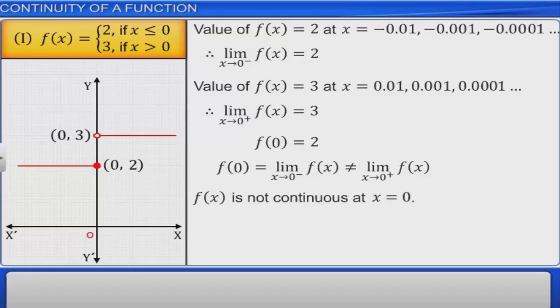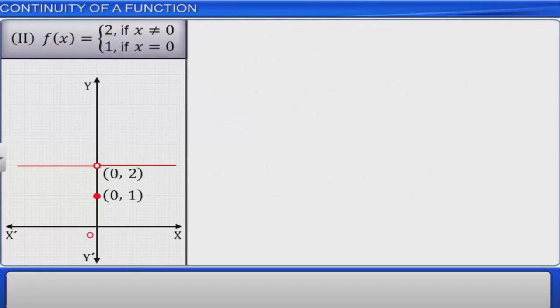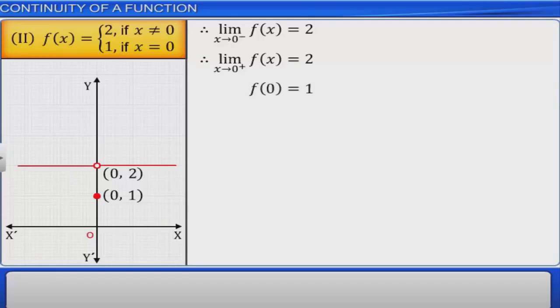In this case, the left-hand limit and the right-hand limit of function f are both 2. However, the value of the function at x is equal to 0 is 1. Here also, the value of the function at x is equal to 0 is not equal to the left-hand limit and the right-hand limit. Hence this function is also not continuous at x is equal to 0.